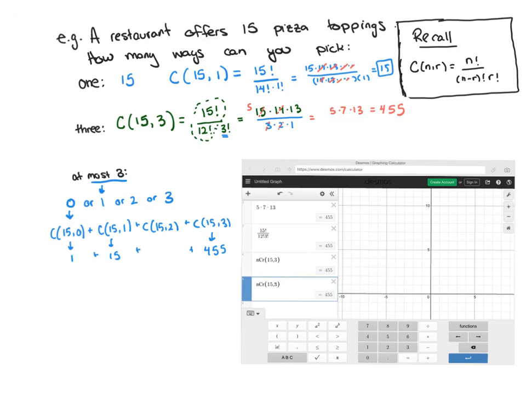So let's see what C15 2 is. We go ahead and just change this 3 here to a 2. That's 105. So now I can add those values. 1 plus 15 plus 105 plus 455 tells me that there's 576 options.